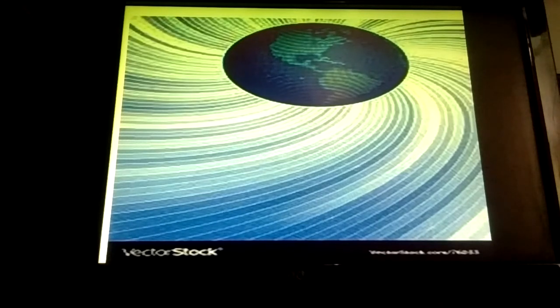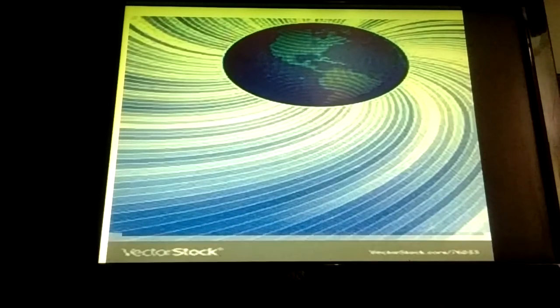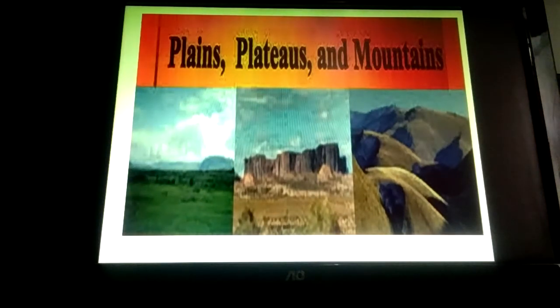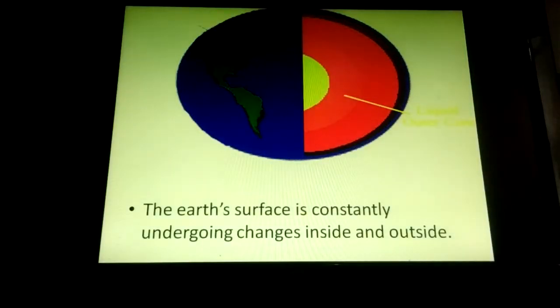Okay children, our earth has mountains, plateaus and plains. Our earth's surface is changed frequently, inside and outside.